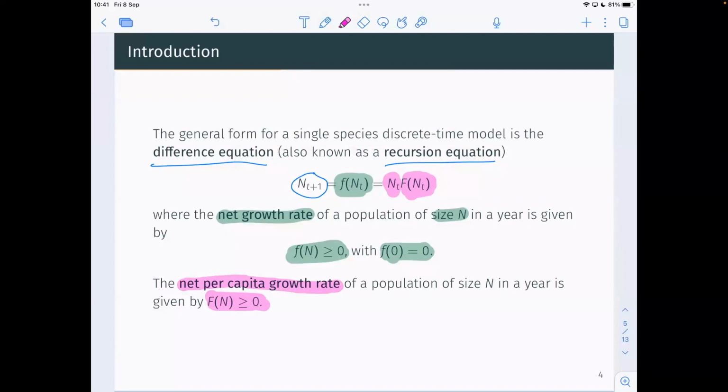And so little f of n is the net growth rate of the whole population, and big F is the per capita. So per capita essentially means per individual in the population. So for every individual within this n, they each produce capital F of n, on average, surviving individuals at the next time step.